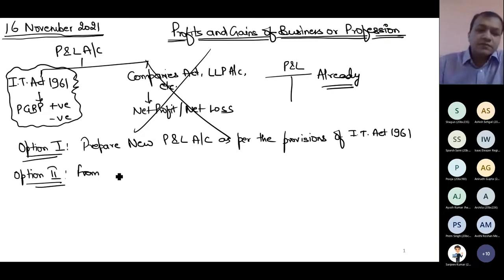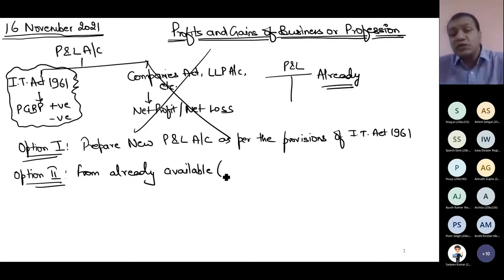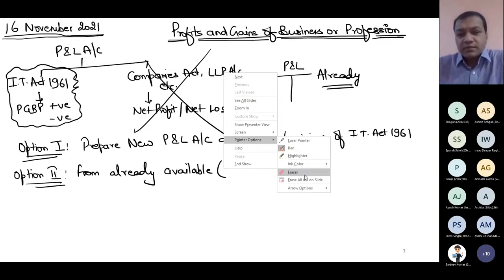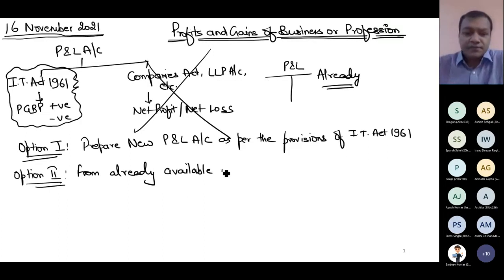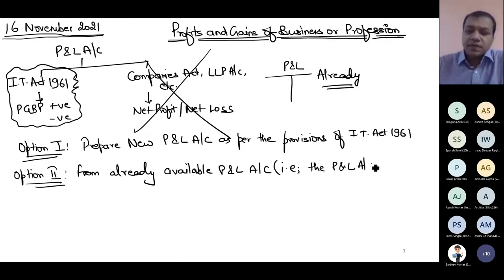That from the already available P&L account, and this already available P&L account is not as per the provisions of the IT Act. From the already available P&L account, if I say already available, what do I mean by this? That is the P&L account prepared as per other provisions or as per other acts.